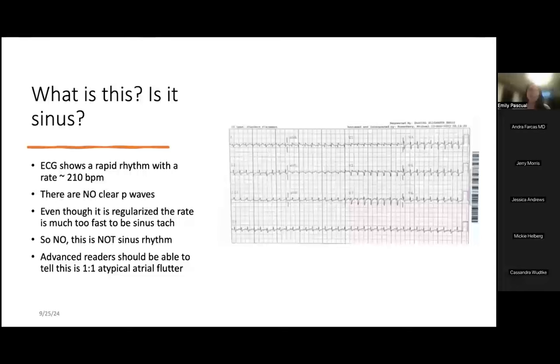So I think that this one's pretty clear. The question is, is this sinus rhythm? And again, we'll get into some more cases later, but this is definitely not sinus rhythm. The rate is around 210. There are no clear P waves. Even though it's regular, the rate is way too fast to be sinus tachycardia. So it's not sinus rhythm. It's definitely an arrhythmia. It's atrial flutter. But again, we'll get into some more in-depth cases further on.